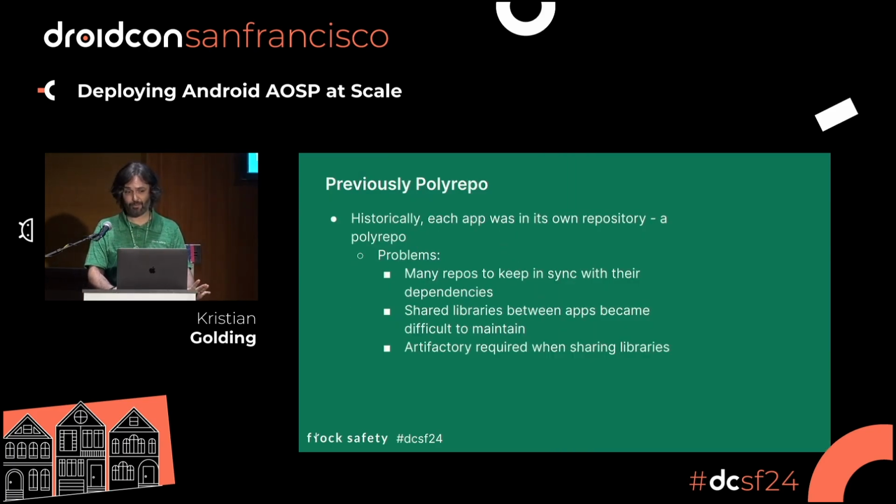We used to be a polyrepo. Historically, each application had its own repository. We moved away from this into a monorepo. It was very difficult to keep repos in sync with their dependencies. One app might have a dependency on version 1.0 of a Gradle library, another one on 1.1, and it was a mix and match, and it was very chaotic to try and get those all in sync. Shared libraries between apps became difficult to maintain.